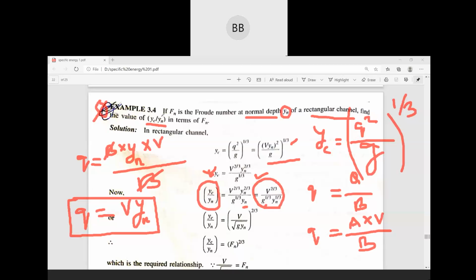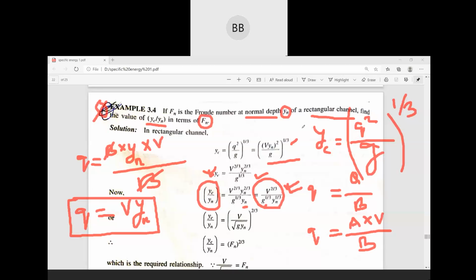So again, if you go back to the question, what is given is that we need to find out yc by yn in terms of Fn. So whatever yc by yn we got here, we don't have the Froude number here. So we need to bring that Froude number in.